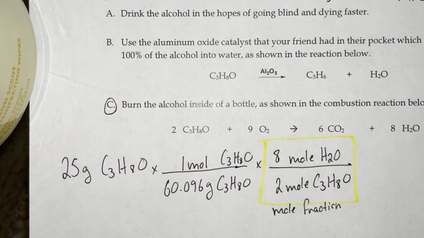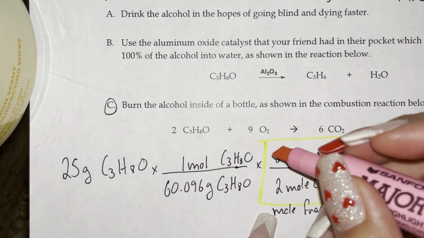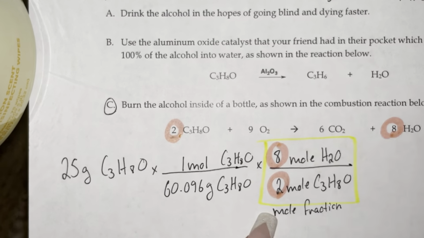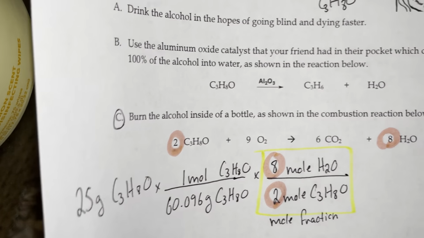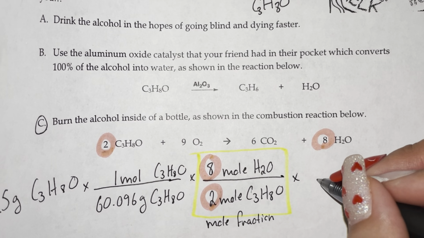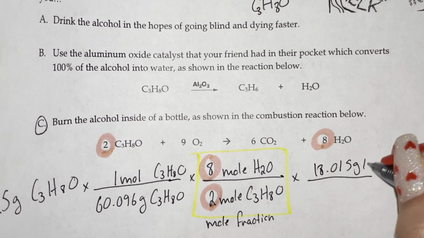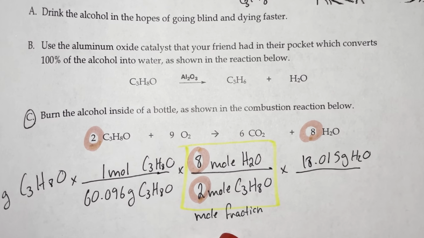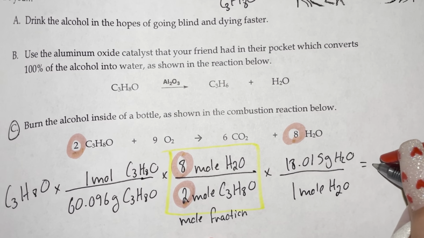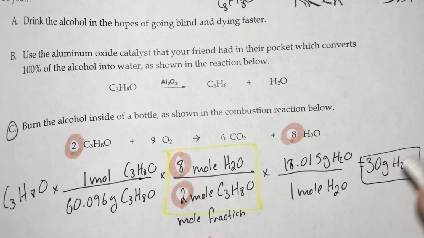Okay? And you're probably like, well, Ms. Chavez, I don't understand. Where did you get these numbers from? And again, this is just kind of like an example of what it's going to look like. 2. So that's where I'm getting them from. Again, the mole fraction is literally just because you balance it out. That's the only time you're going to use these numbers. The last part is going to be, I want it to go all the way to grams of water. And then 1 mole of water underneath. Turns out you get about 30 grams of water if you were to convert your alcohol into water.